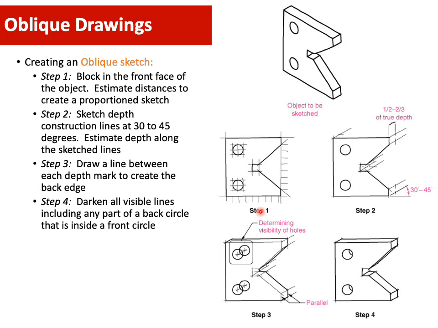This is your step 1, and then you need to know what your angle is. Step 2 is to sketch depth projection lines at 30 to 45 degrees, and estimate the depth along the sketched lines. The third step is to draw a line between each depth mark to create the back edge. And then the fourth is the last step. Go through it one by one, so you can visualize in your mind how it is going to look.